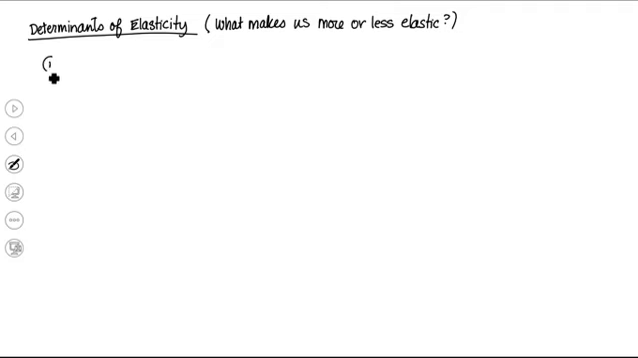So the first thing we've already hinted at. Remind me, what was one of the reasons that gas is inelastic? Because we don't have choices, right? So the first thing that affects our elasticity is the availability of substitutes.